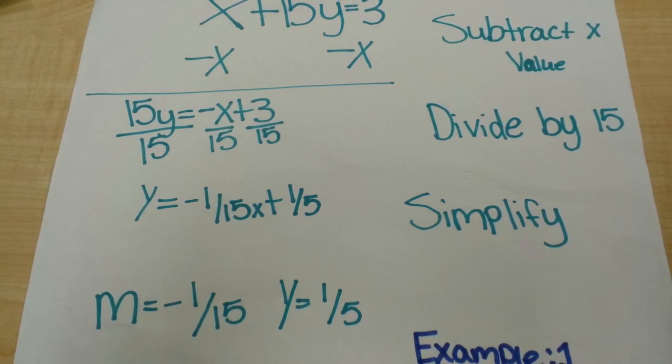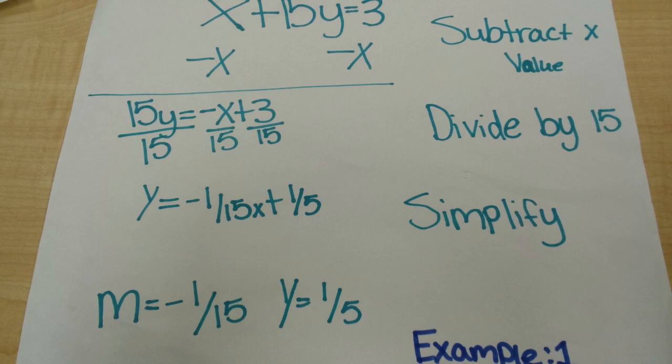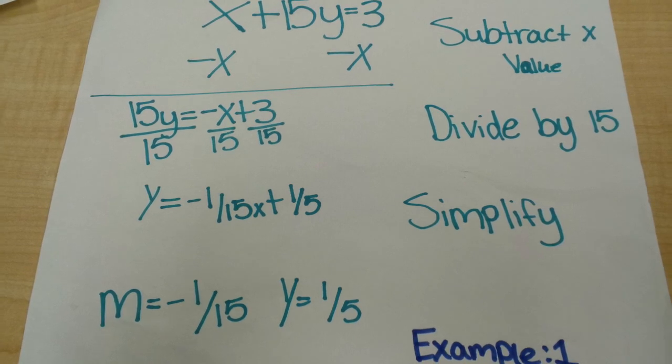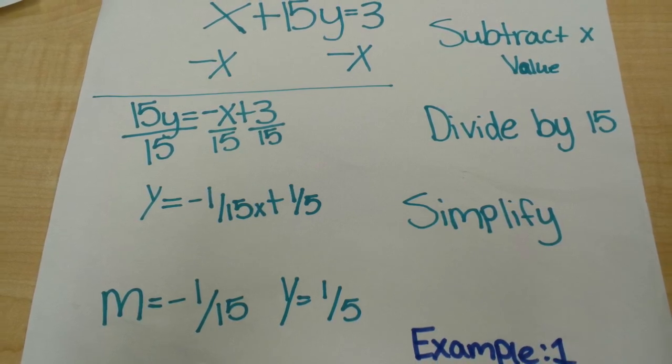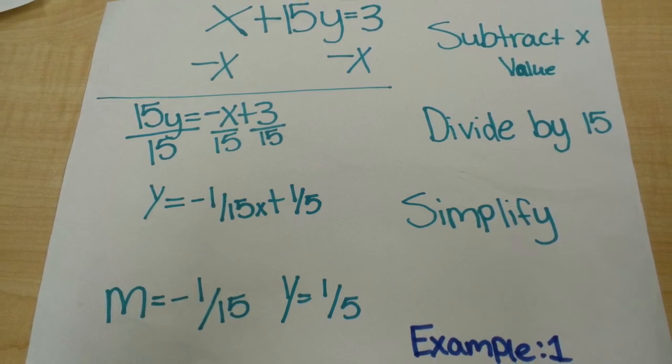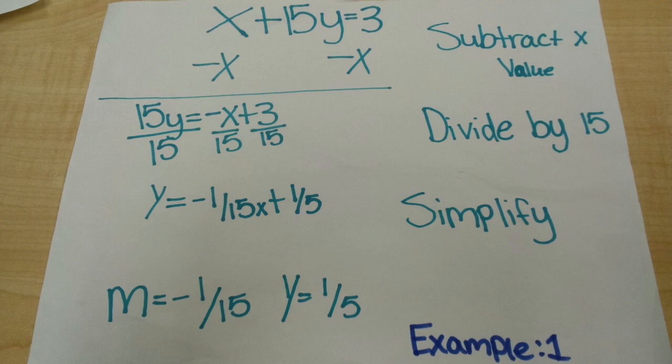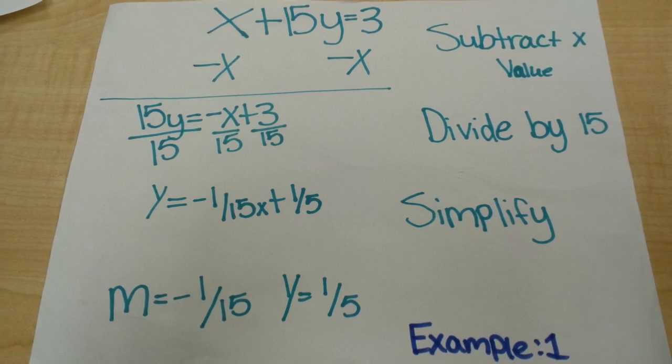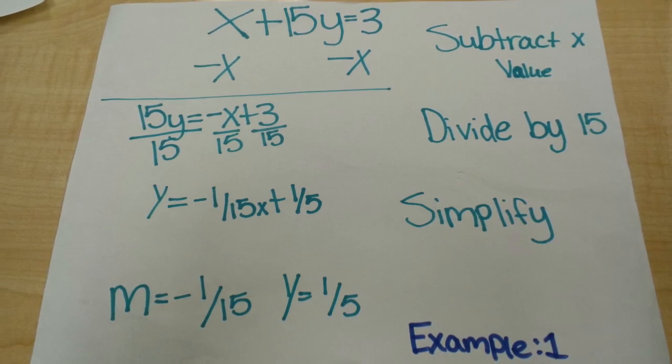And to get your slope, you look at the term with an x behind it, and the y would be the base, which is the second number, since the equation for slope-intercept form is y equals mx plus b. So the answer would be that the slope, or m, equals negative 1 over 15x, and b, or the y-intercept, equals 1 over 5.